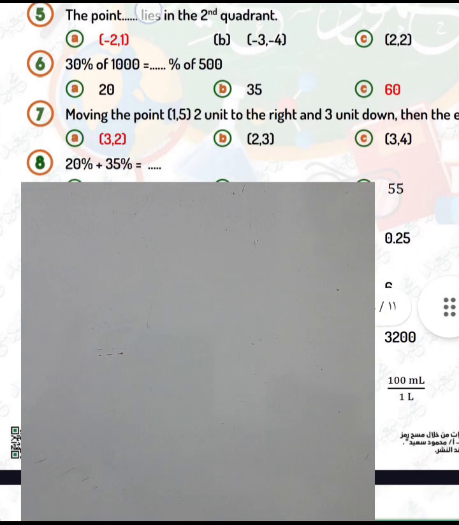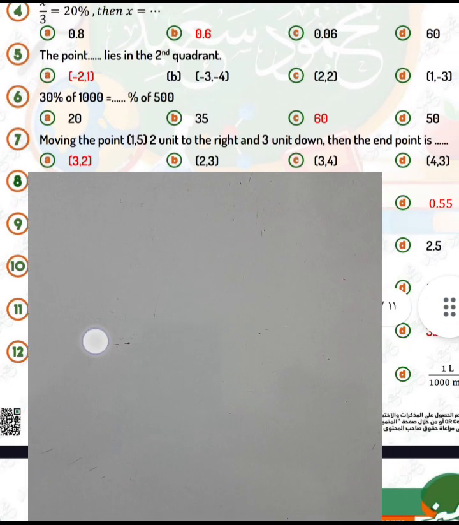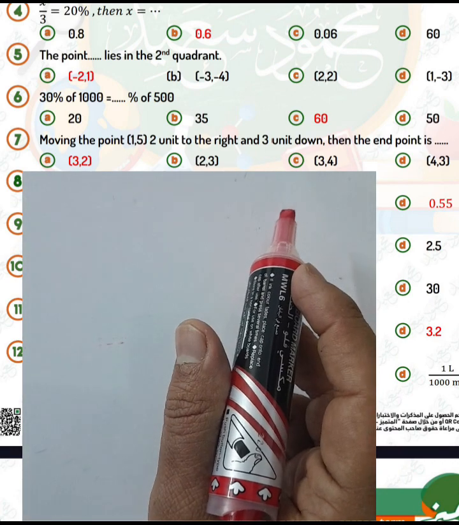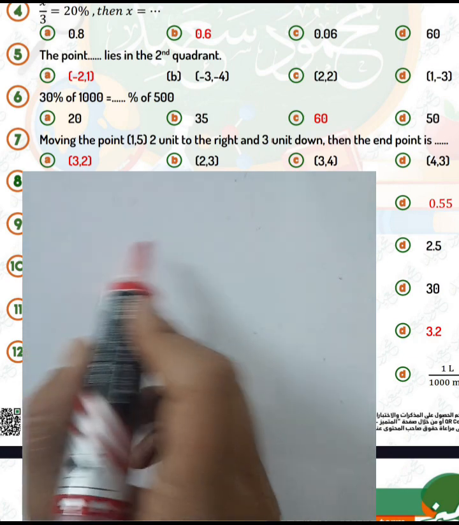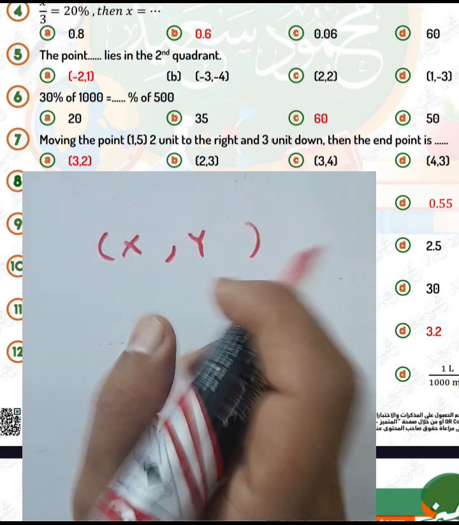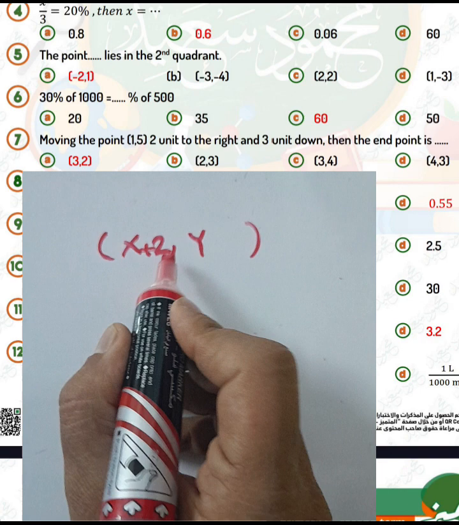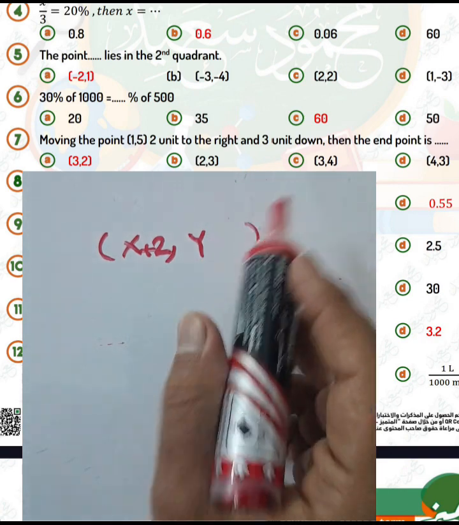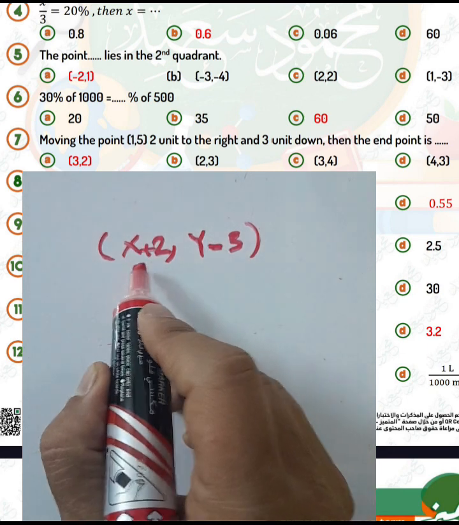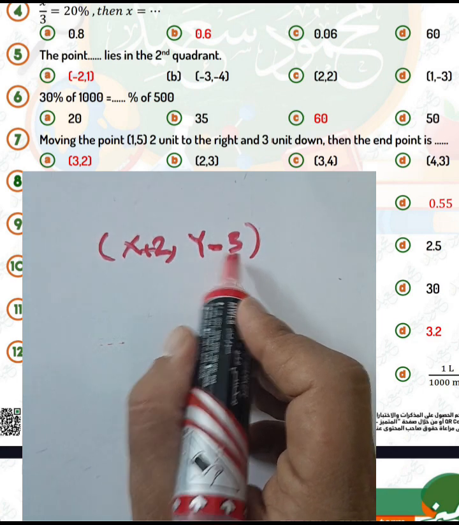Next question, number 7. Moving the point (1, 5) 2 units to the right and 3 units down. Right or left means x, and up and down means y. Moving 2 units to the right means x plus 2, and 3 units down means negative 3 from y. Down means negative. Right is positive in the x, and down is negative in the y, okay?